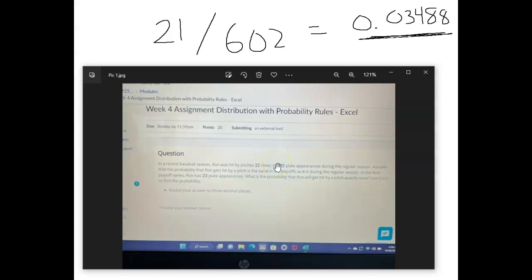That's the probability that you get hit by a pitch for Ron here. We're assuming that probability is the same in the playoffs. And it says in the first playoff series, Ron has 23 plate appearances. He's batting 23 times. What's the probability that Ron gets hit by a pitch exactly once? And it tells you for sure, use Excel to find this probability, round to 3 decimal spots.